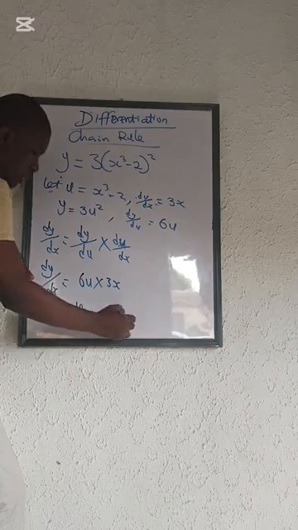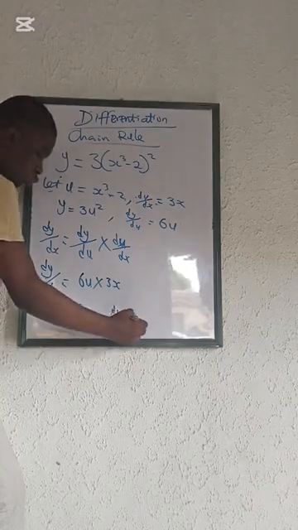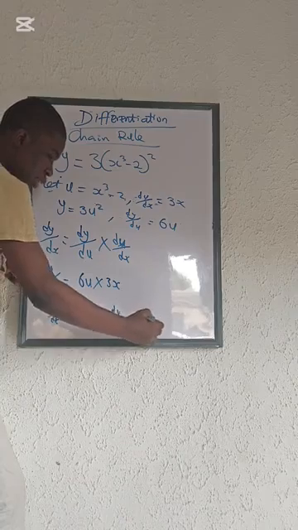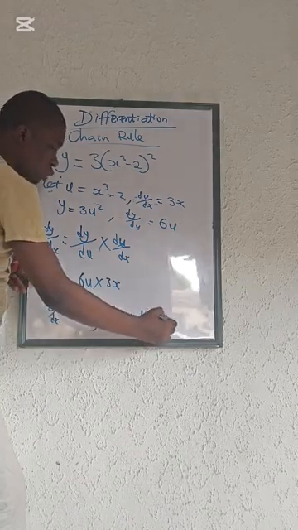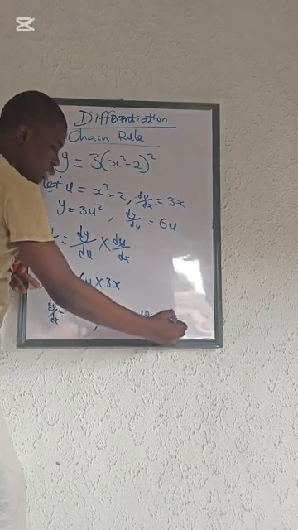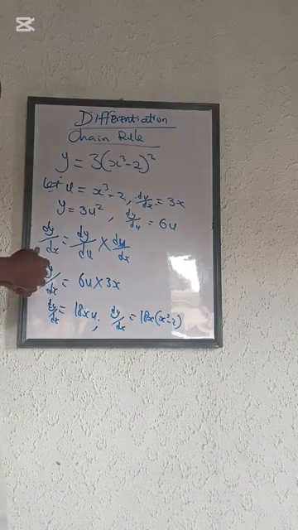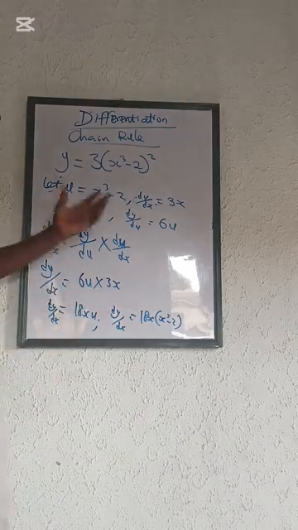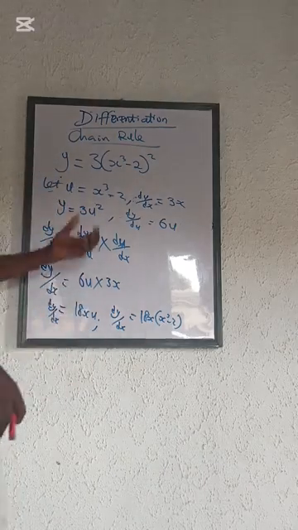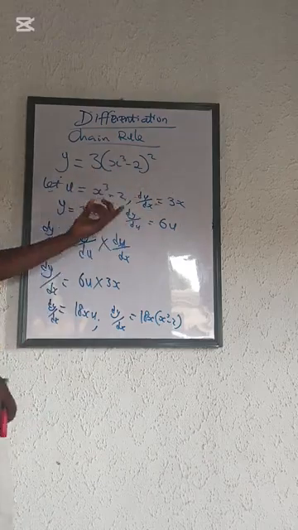So our dy dx is equals to what? 18x. What is the u? X to the power 3 minus 2. That is what? Chain rule. That's chain rule. So whenever you have this kind of question, you apply it.